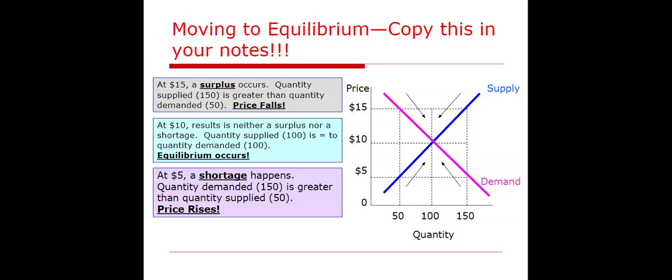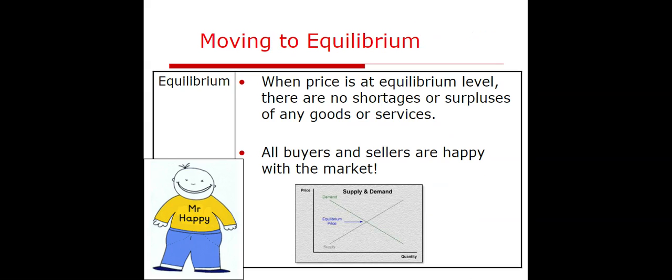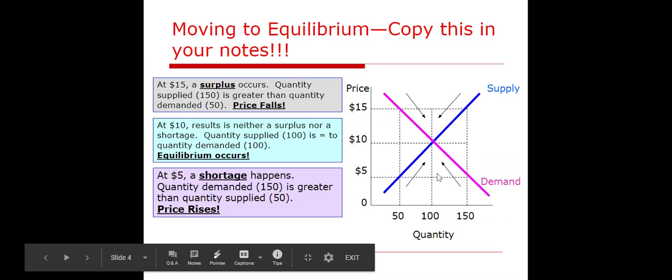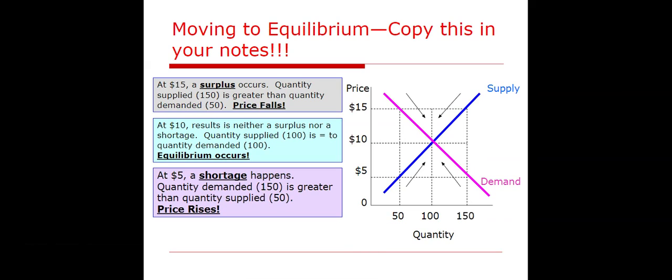At $10, sorry, at $10, the result is neither a surplus nor a shortage. The quantity supplied, 100, is equal to the quantity demanded, 100. So at this point, equilibrium occurs.